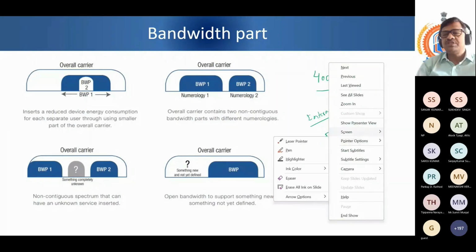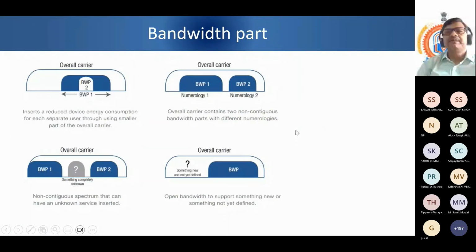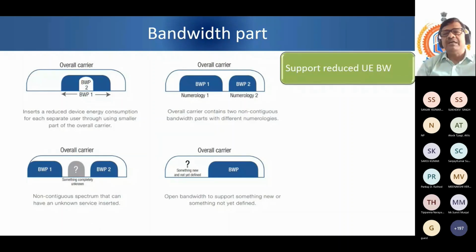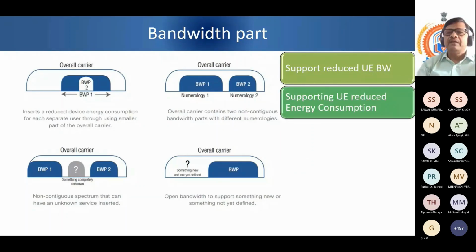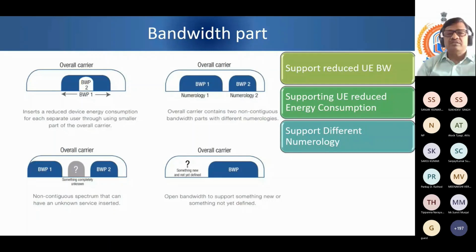In 4G, your device always operates on 20 megahertz, whether you are using it or not, and that's why you consume a lot of power. So this is one of the ways to reduce the power. So bandwidth part is to reduce UE power consumption, or UE reduced bandwidth for IoT. And then there is a concept of numerology in 5G, which we will be talking about in our radio class.